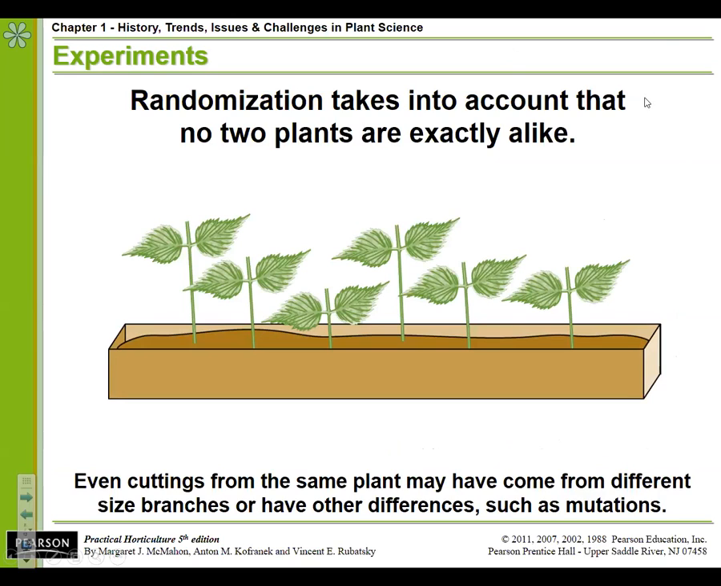And that randomization would take into account that no two plants are exactly alike, even if we've cloned them. You would want to make sure that the genetics are all the same of these beans too. So rather than growing them from seed, we would want to asexually propagate them. However, even with that, there can be some subtle differences, such as from mutations or those slight environmental differences. So we randomize them to account for that.